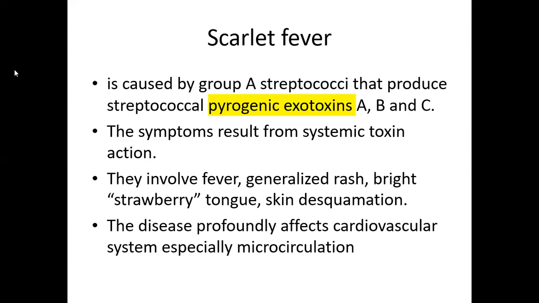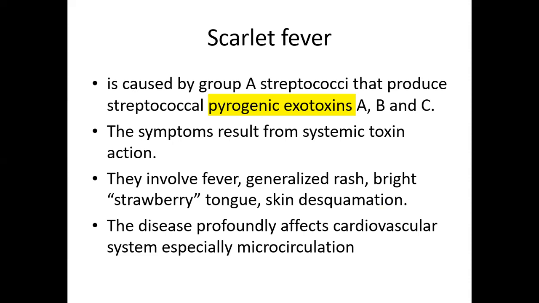And after scarlet fever, antitoxic immunity is formed, and that means that a person can get scarlet fever only one time in a life because of antitoxic immunity.